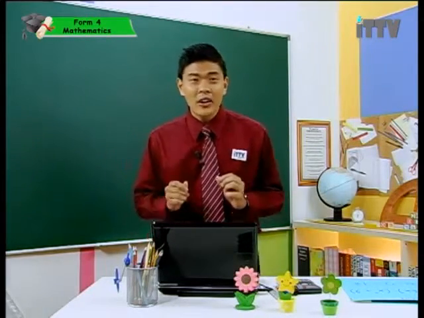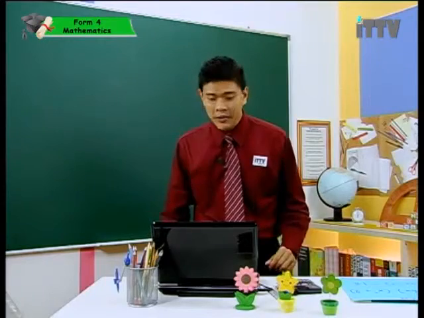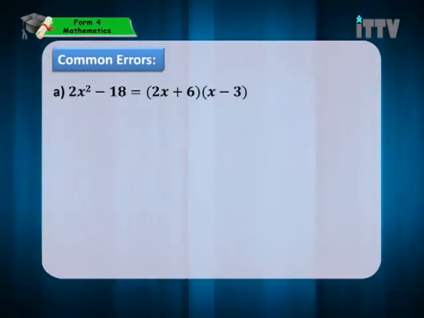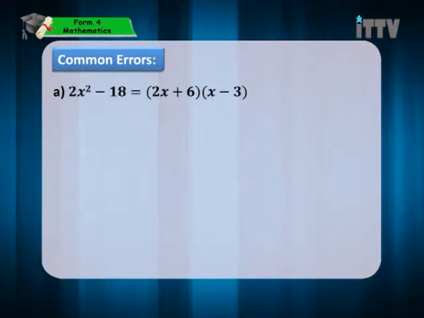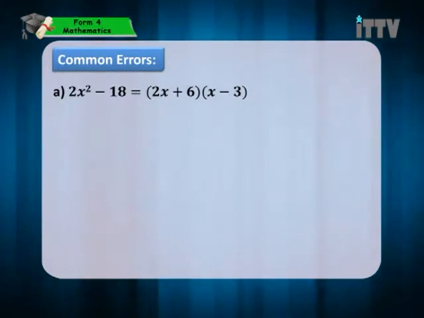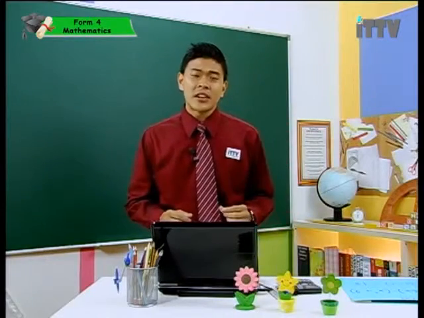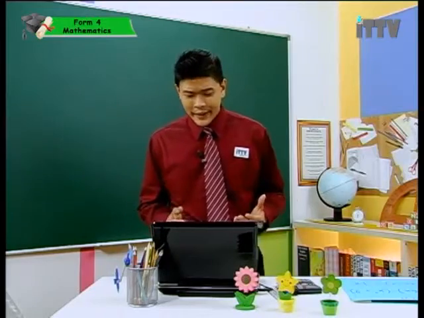But guys, be very, very careful, because when we look at this kind of factorization involving 3 factors, there are a few common errors that you must avoid. Let's look at the first common error. A: 2x squared minus 18 is factorized to become 2x plus 6 and x minus 3. What is wrong with this factorization? If you were to expand 2x plus 6 and x minus 3, you would actually get back the quadratic expression 2x squared minus 18. So what's wrong with that?